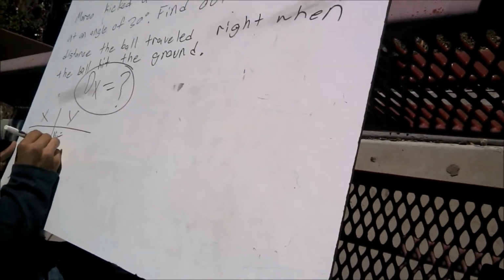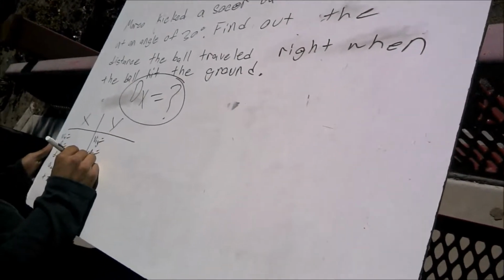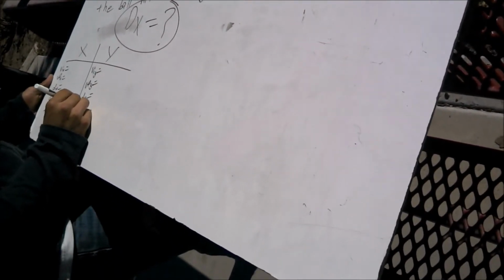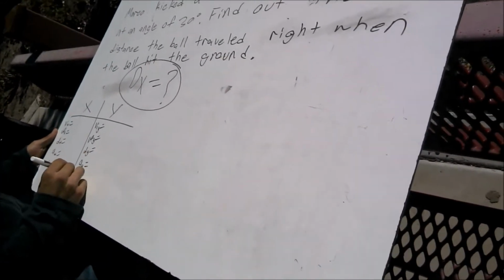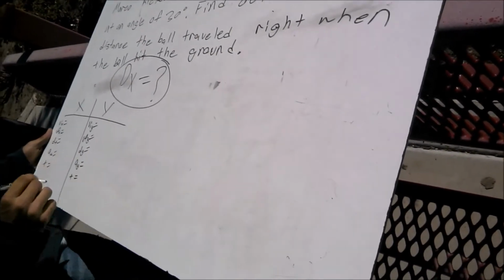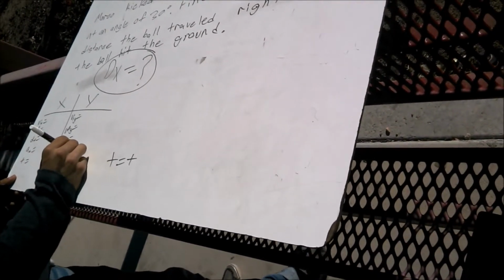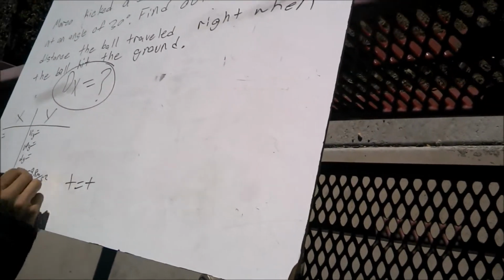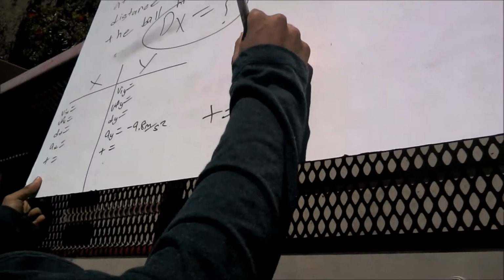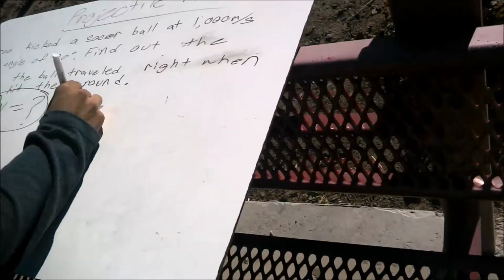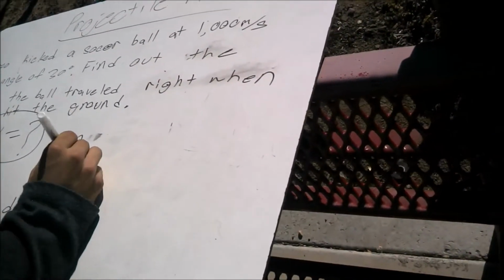to separate the vertical axis, which is y, and the x-axis, which is horizontal. And so you lay out all the variables: velocity initial, velocity final, distance, time, and acceleration. Right away we know that time is equal to time. So once we figure out the time in the y-axis, we could figure out the time in the x-axis.